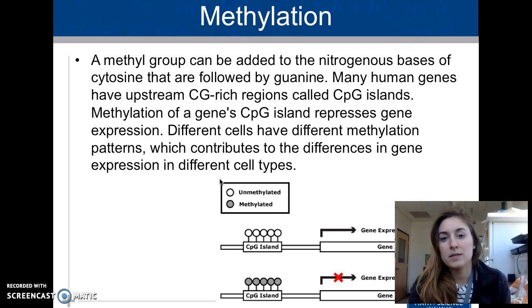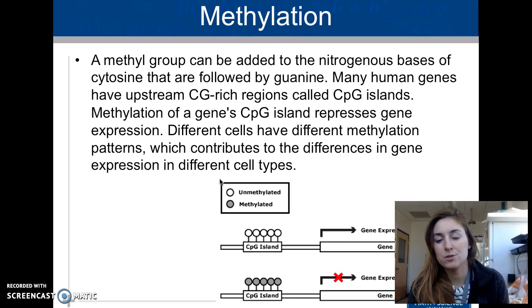Methylation is going to be the addition of a methyl group, adding to cytosines that are followed by guanines. So we call them a CG-rich region. Methylation of those CG regions in a gene represses the gene expression, so then we don't make the protein, therefore changing the phenotype. Basically, it creates this block of CGs that have a methyl group added to it, and it blocks the transcription of it.